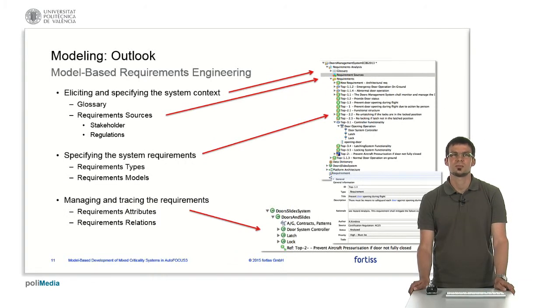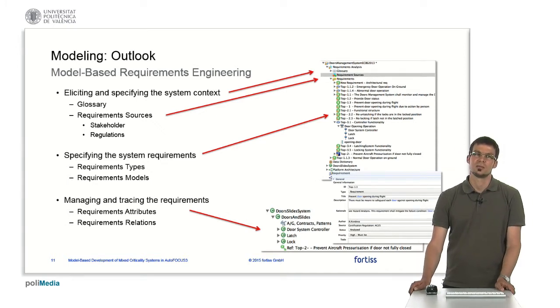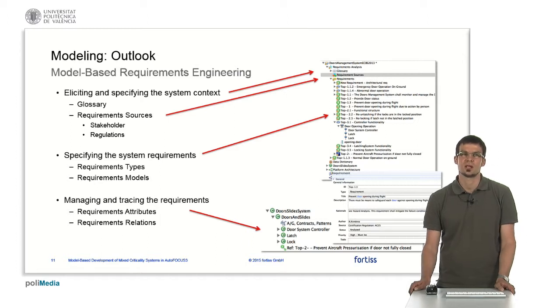In addition to what has been presented before, AutoFocus also supports models at different layers of abstraction that are used in other phases of the development process. On the one hand, this comprises requirements models that can be used to define the system context, both in a formal or informal way based on patterns or a glossary, and it allows to trace these requirements to the corresponding implementation architecture.